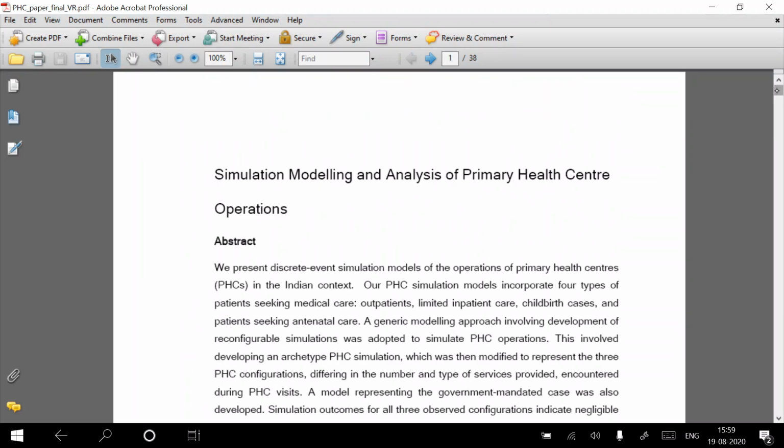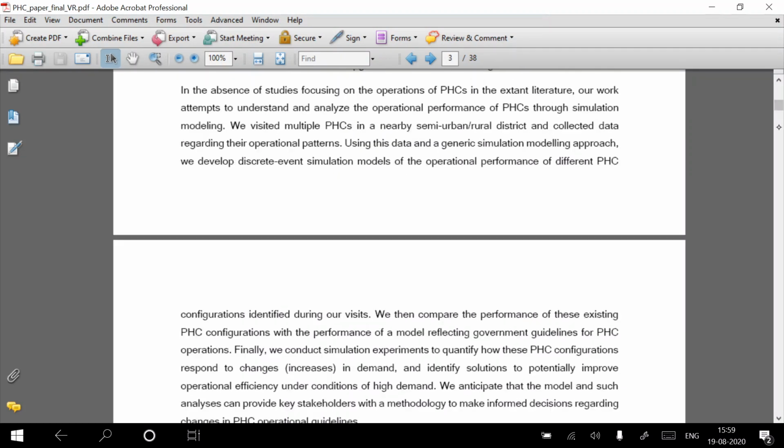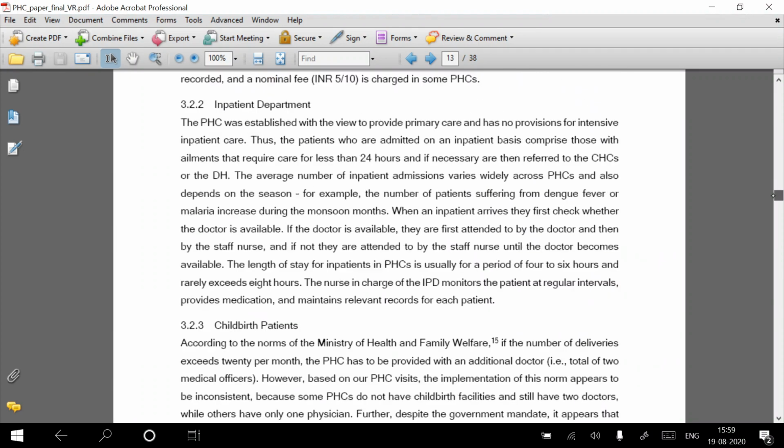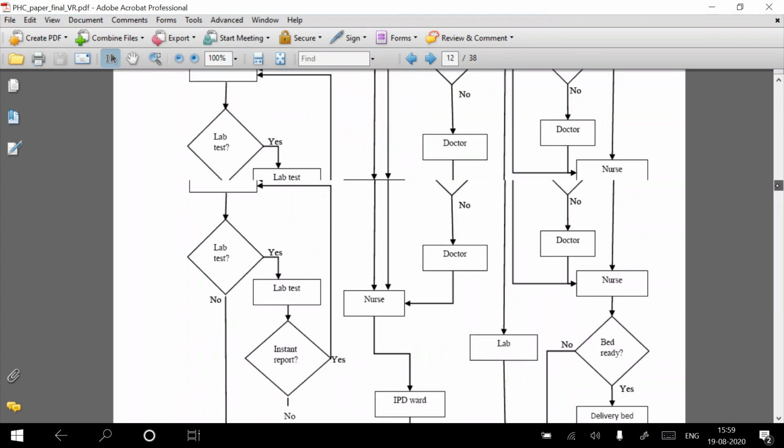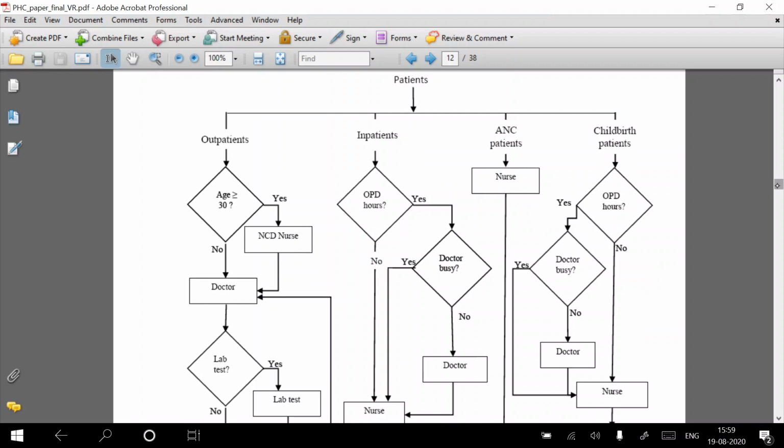So we were actually simulating the operations of a primary health center. Yeah, you can see this. This is the flowchart here, right? The conceptual model of the system.